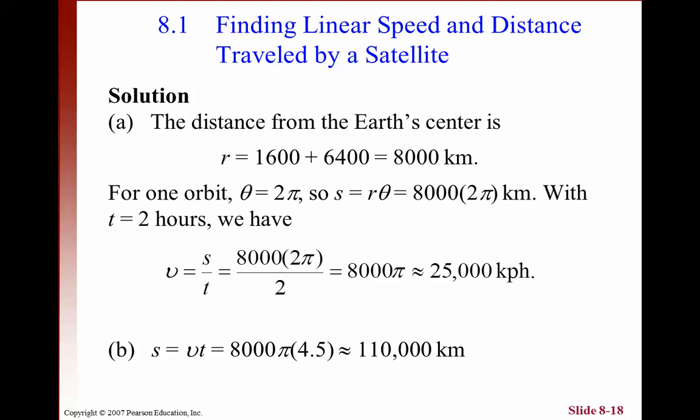Okay, so how far did it travel? This was the other one. We do the speed times the time. This is how fast it was traveling, 8,000 pi, and for how long did it travel? It traveled for 4.5 hours, so we just multiply by 4.5. In 4.5 hours, it traveled approximately 110,000 kilometers.